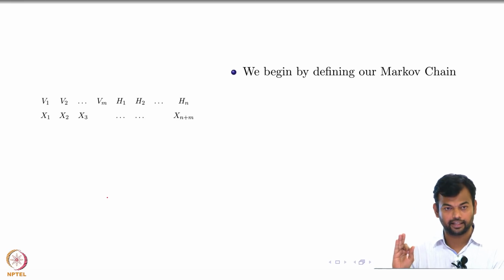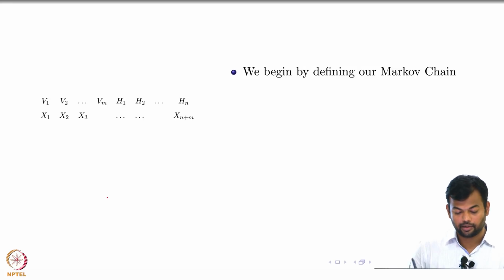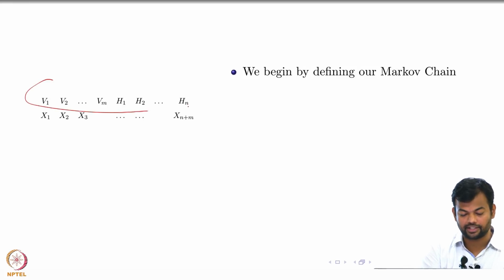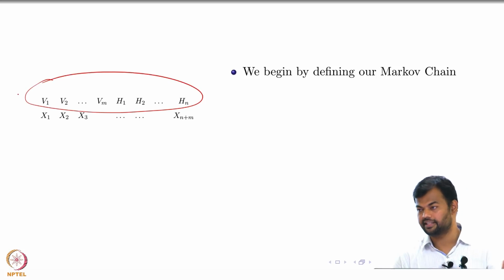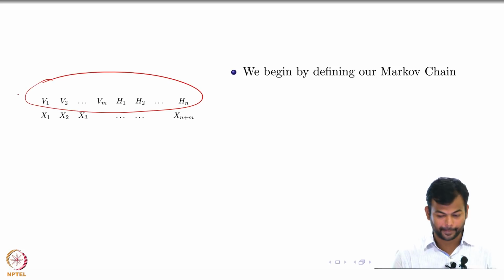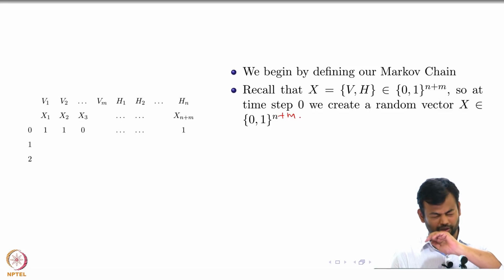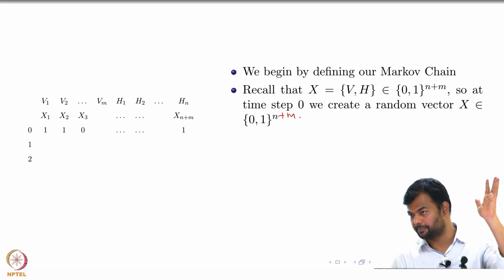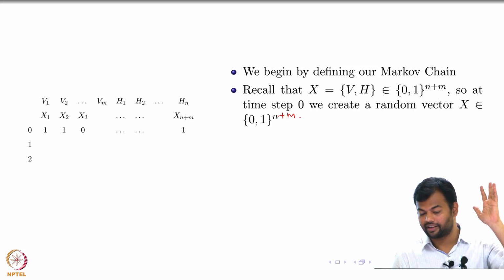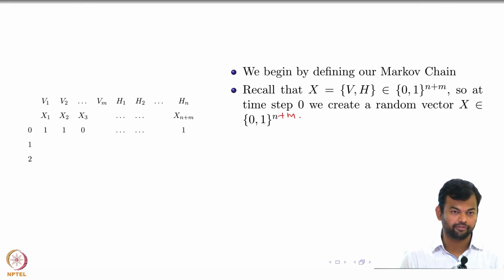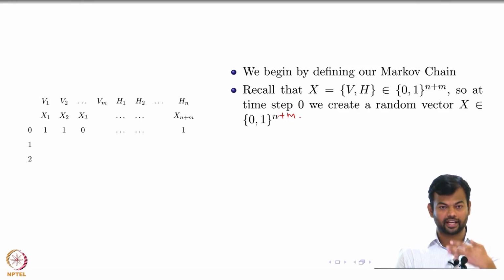So once again, for clarity, our random variables were v1 to vm and h1 to hn, and I'm just renaming all of this as x1 up to x(n+m), okay? So at time step 0, I'll just initialize a chain with some random value, okay? I'll just sample some value from the space that I have, 0,1 raised to n plus m, and say this is the vector which I have constructed. Now I need to construct a Markov chain, so I need to tell you what x2 is going to be, what x3 is going to be, and so on, okay?